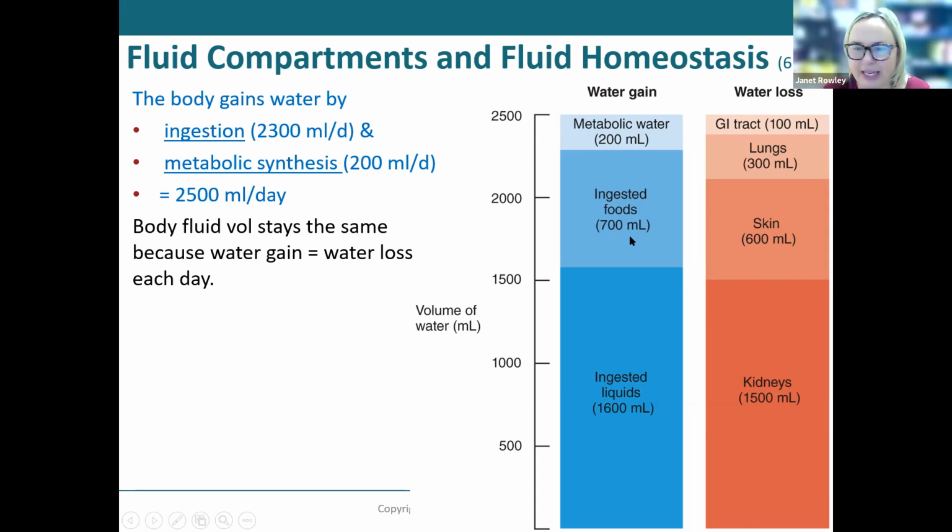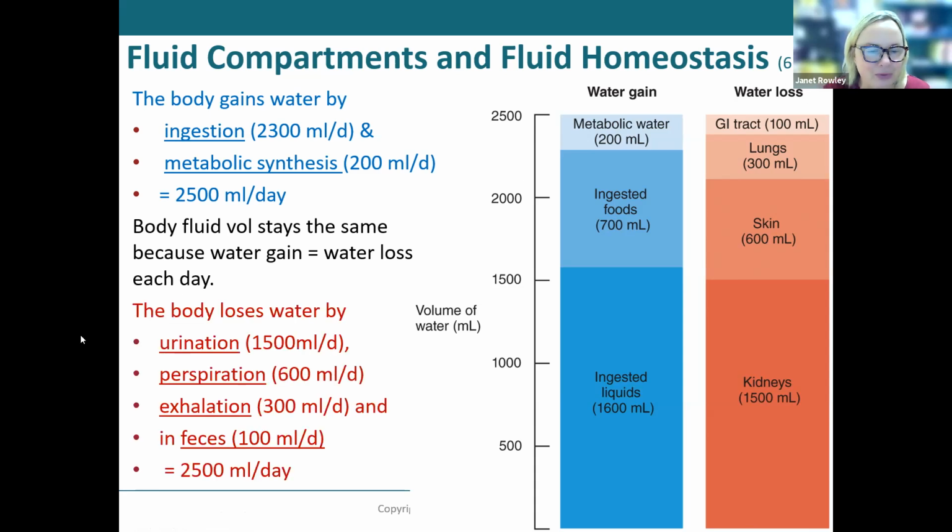So just by what we eat and drink, we're getting 2,000 milliliters per day. Our body also makes water during aerobic respiration, and that's called metabolic water. And we get about 200 milliliters a day from that. So the total intake on average is 2,500 milliliters per day. So remember, our overall fluid doesn't become 2,500 milliliters a day bigger because we lose just about the same amount.